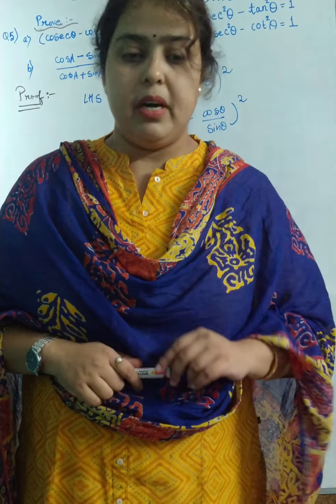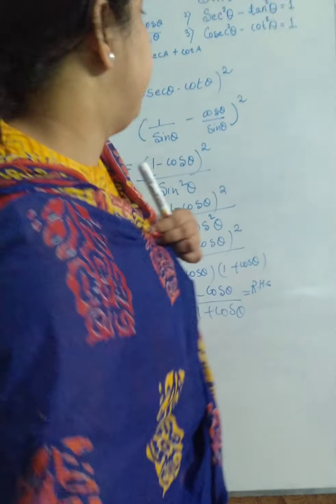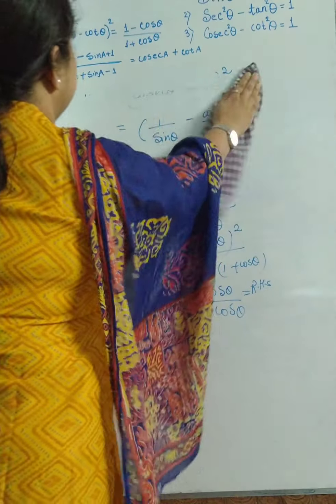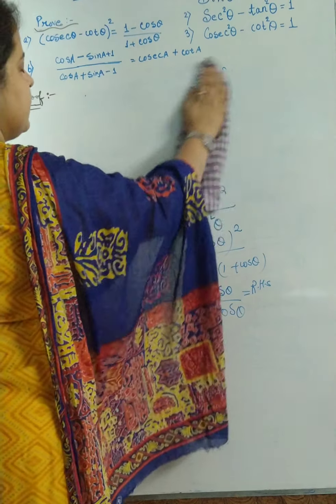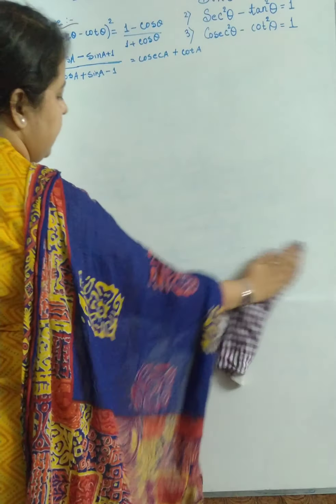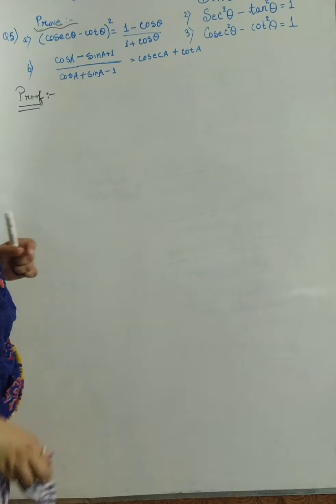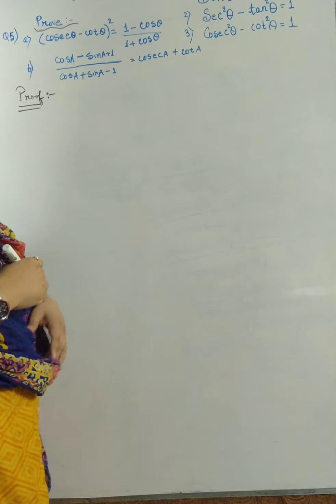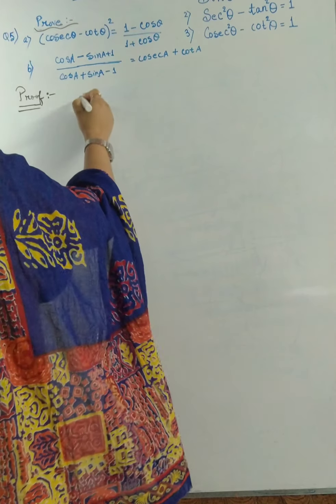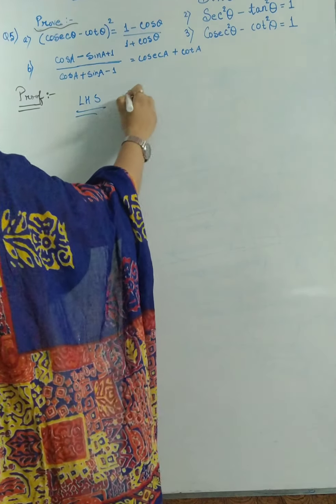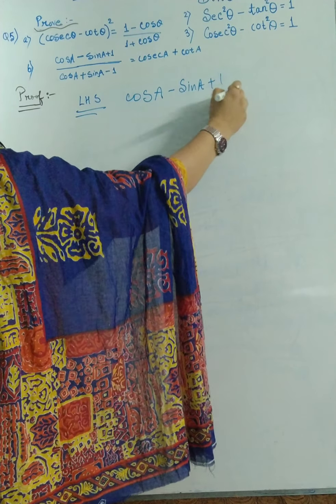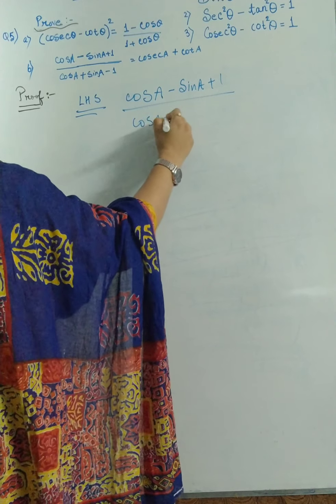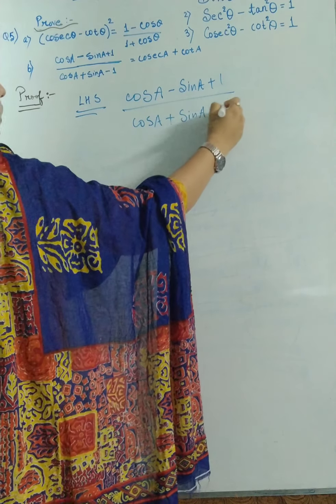Now let's do a 4 marks category problem. Okay, so I'm going to take the next problem. Here you can see the next problem. See the numerator part, see the denominator part, and the part which is there in the RHS. Cos A minus sin A plus 1 is in the numerator. I am rewriting the LHS for you. Cos A minus sin A plus 1 over cos A plus sin A minus 1.